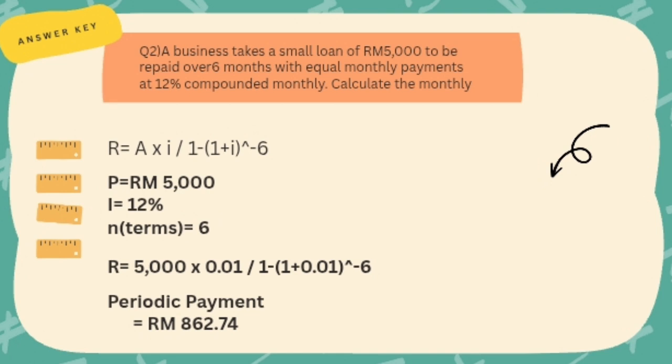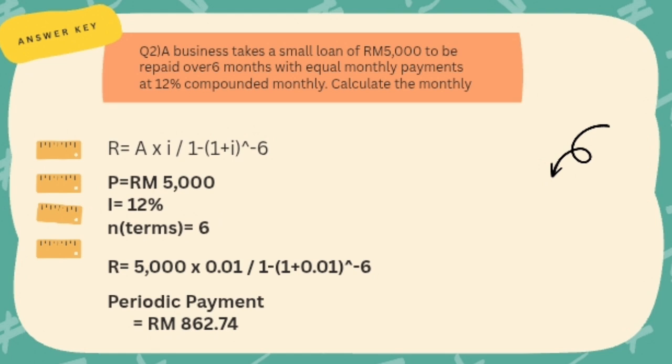Now, I substitute the values into the formula. I view 5,000 ringgit as the loan amount. I use 1% per month as the interest rate. Next, I will use 6 months as the repayment period. I then calculated the values step by step. After completing the calculation, I finally get the final answer. The monthly payment is 862 ringgit and 74 cents.